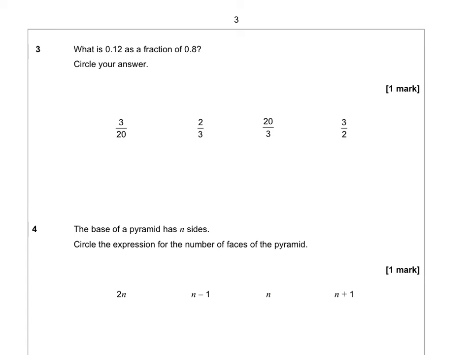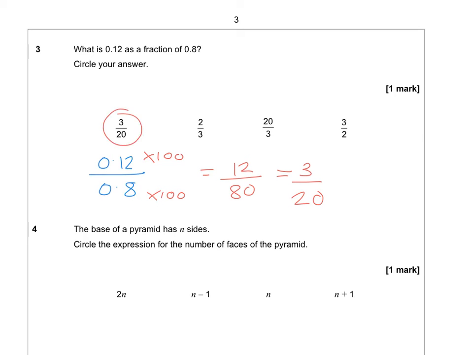Question 3, what is 0.12 as a fraction of 0.8? So that's 0.12 over 0.8. We're going to multiply the numerator and the denominator by 100, which gives us 12 over 80. And if we simplify this fraction, dividing the numerator and the denominator by 4, we will get 3 over 20, 3/20ths, this answer here.